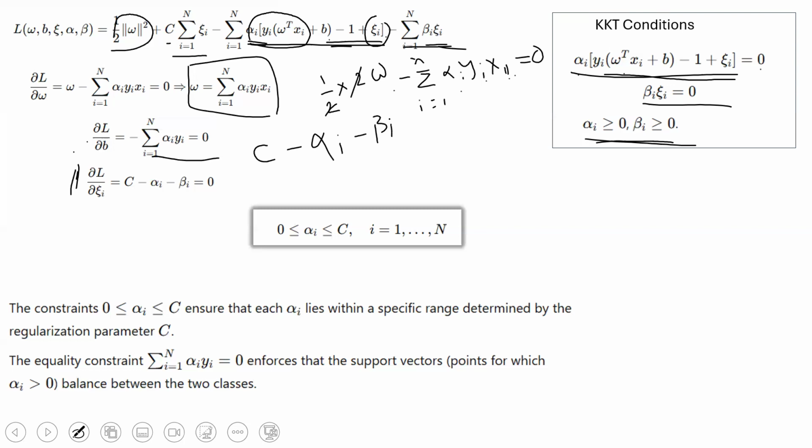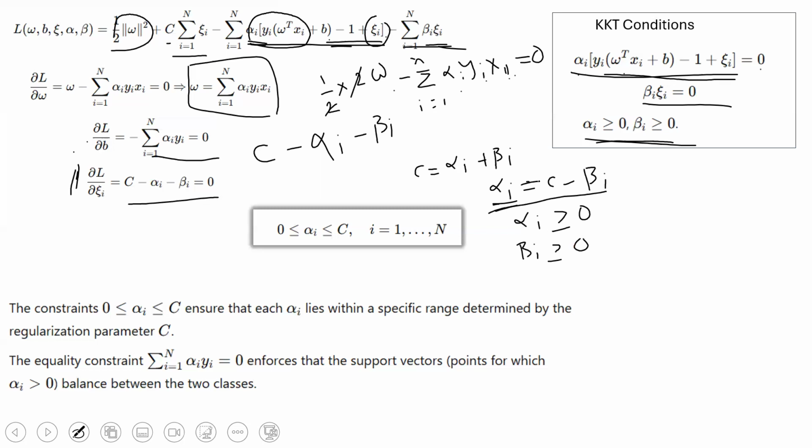Okay. So this is something. Now C is equal to alpha I plus beta I. Now alpha I can be written as C minus beta I. From these two conditions, alpha is greater than or equal to 0 and beta is greater than or equal to 0. So now alpha is equal to, there is another condition, C minus beta I, right?